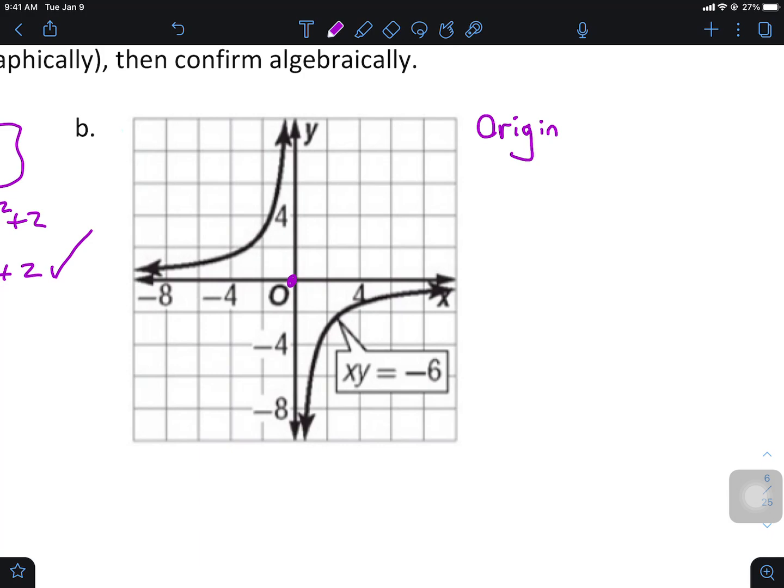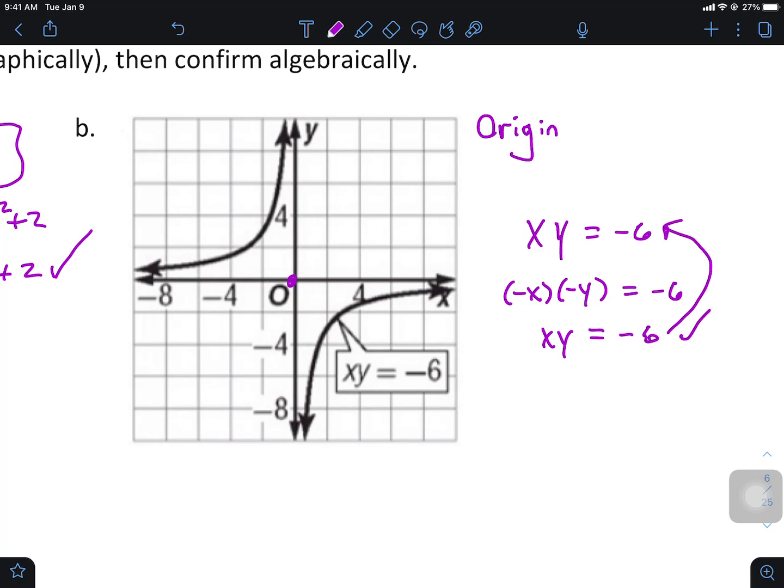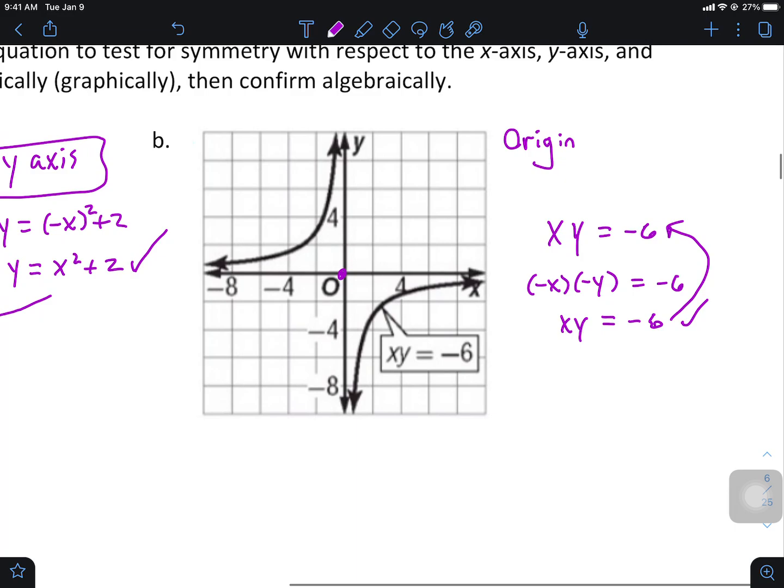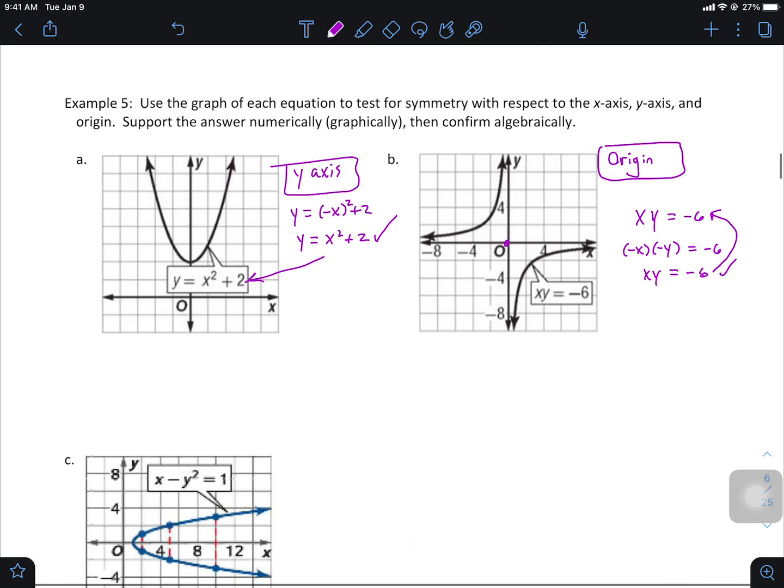Okay, so you've got xy equals -6, and for the origin, remember you plug in negative x and negative y. Negative x times negative y is positive xy, and that does equal -6. That got us back to where we were. So since that happens, we did confirm that this has origin type of symmetry.